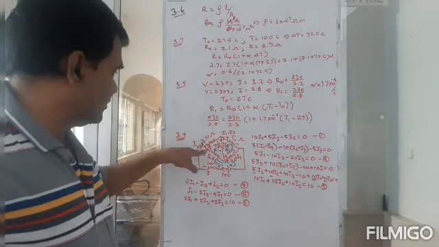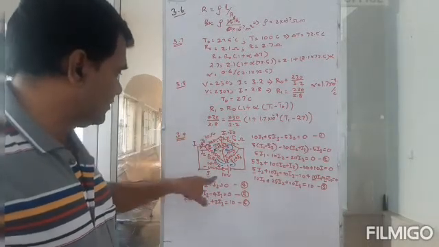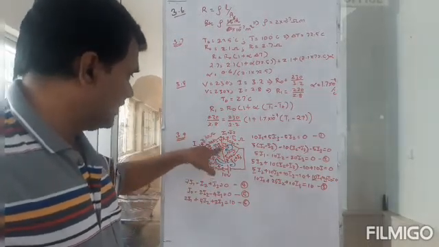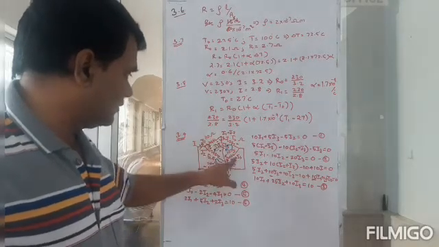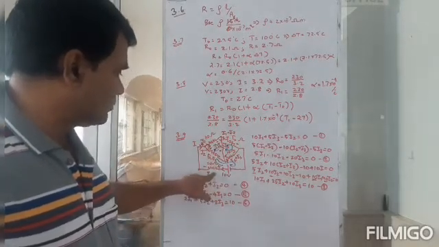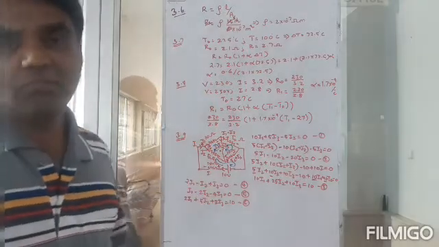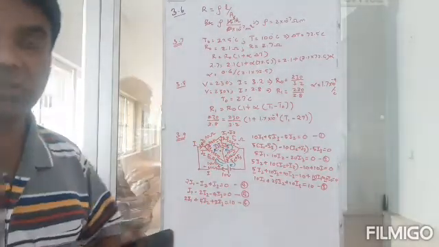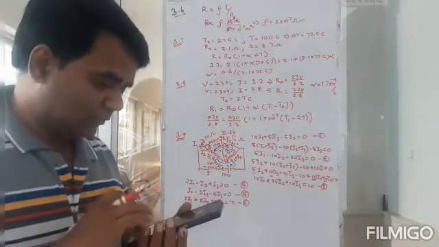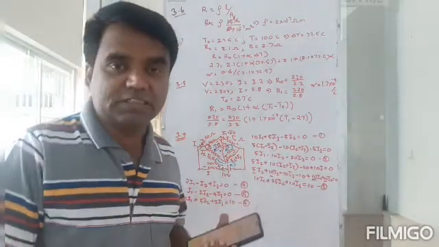So this will be i1, this will be i2, this will be i1, then this will be i3, i1, i2, i3, and this will be i1 minus i3, and this will be i2 plus i3, and this will be i1 plus i2. Okay, right. So that's it. You can do it this way. I hope this is clear to you.